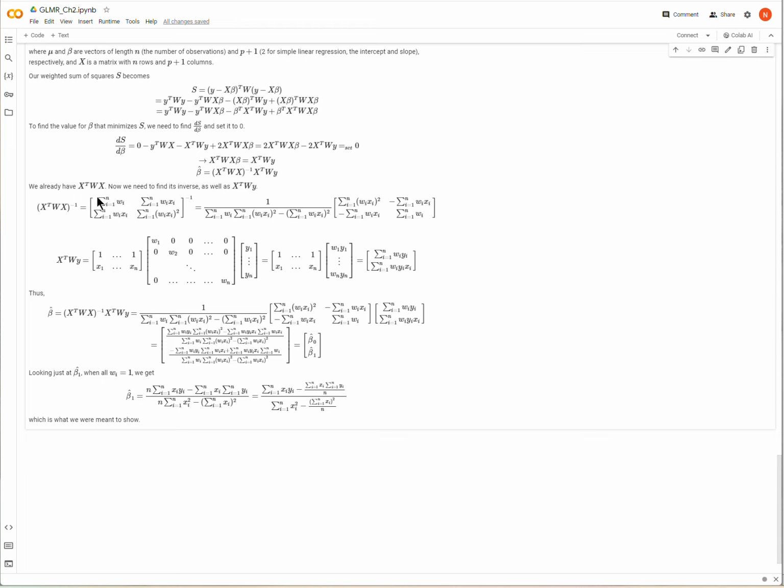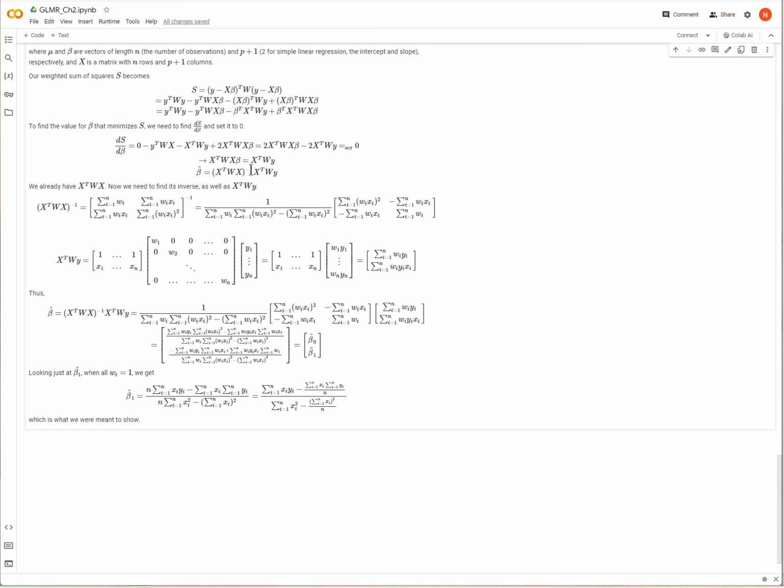So XTWX, remember, we found was this. If I want to take the inverse of that, the inverse of a 2 by 2 matrix, if you don't know how to do it, is 1 over A times D minus B times C. That factor sits out front. That's its determinant, I believe, or 1 over its determinant. I can't remember, doesn't matter. Then in the matrix, I switch the two diagonal elements, and the two off-diagonal elements get a negative in front of them. So now this is the inverse of XTWX.